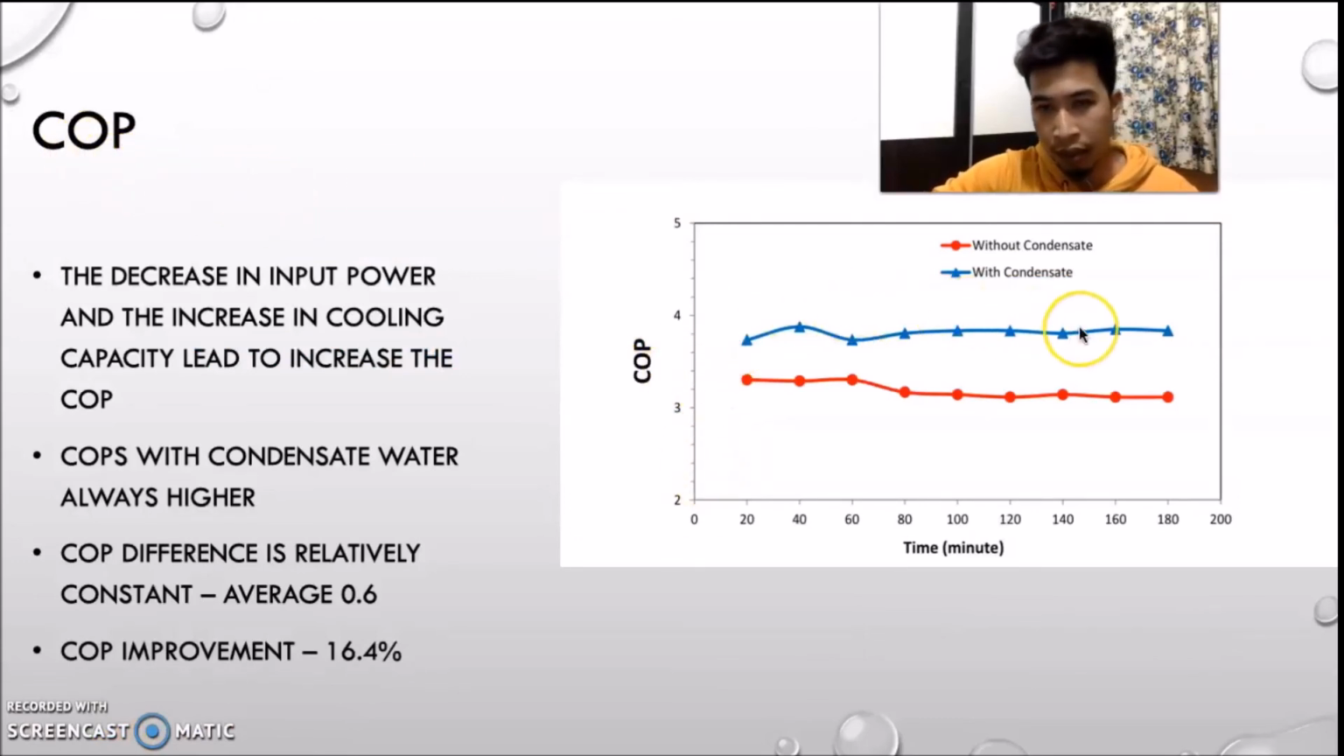Last one is the coefficient of performance. As we can see in the graph, the decrease in input power and the increase in cooling capacity lead to an increase in COP. COP with condensate water is always higher than without condensate water. The blue one is higher than the red one. The COP difference is relatively constant, and its average is 0.6. The COP improvement is about 16.4%.